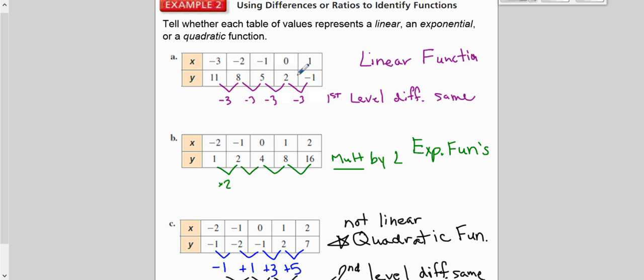First level differences are the same, it's linear. If the second level differences are the same, like the last one, it's quadratic. And if you have to multiply to get from one number to the next, and you get to multiply by the same number each time, then it's exponential.